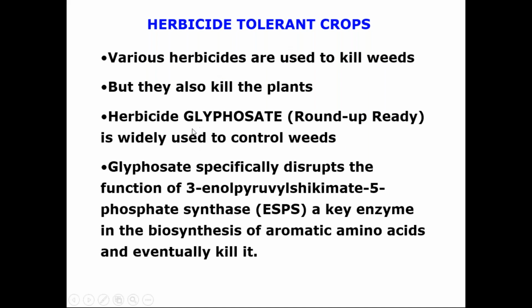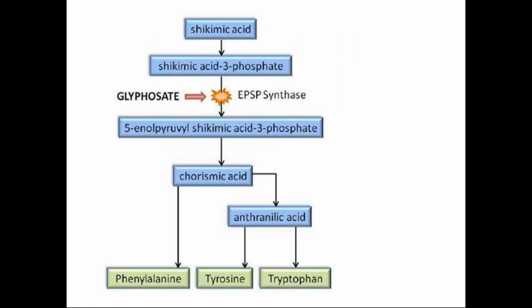That is because glyphosate actually interferes with the amino acid biosynthetic pathway of the normal plant. It disrupts the function of an enzyme called enolpyruvylshikimate phosphate synthase, abbreviated as EPSPS. This enzyme is very important for plant survival in the biosynthesis of the aromatic amino acids phenylalanine, tyrosine, and tryptophan. When glyphosate is sprayed, it inhibits the enzyme EPSPS, and it does not allow the synthesis of these, and therefore the plant, due to nutritional deficiency, dies. So along with the weed, the plant also dies.